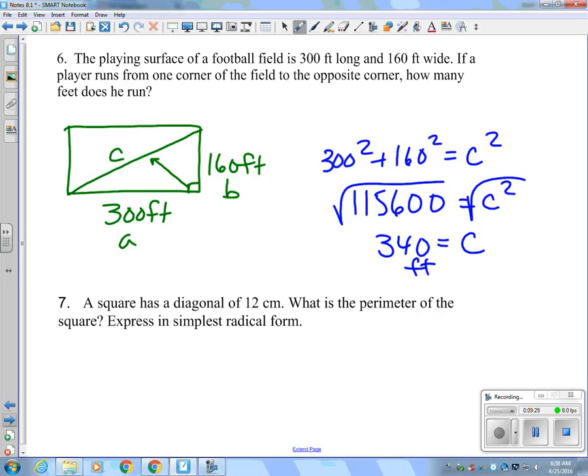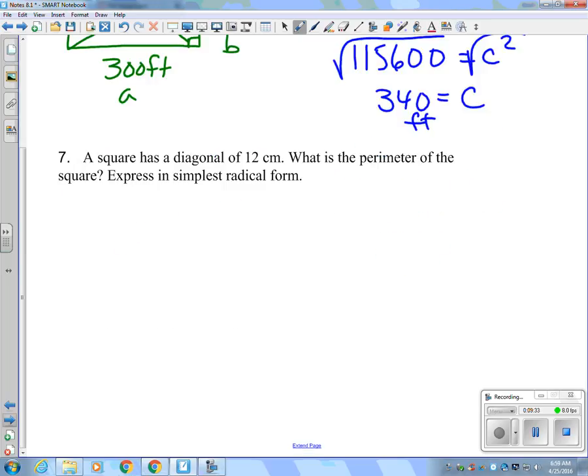Now in our next one we're going to look at, it says draw a square. So I'm going to draw the square. Each one of these has a right angle. It says draw in the diagonal. So it's to be 12 centimeters. So I'm drawing the diagonal, 12 centimeters. It says what's the perimeter of the square?